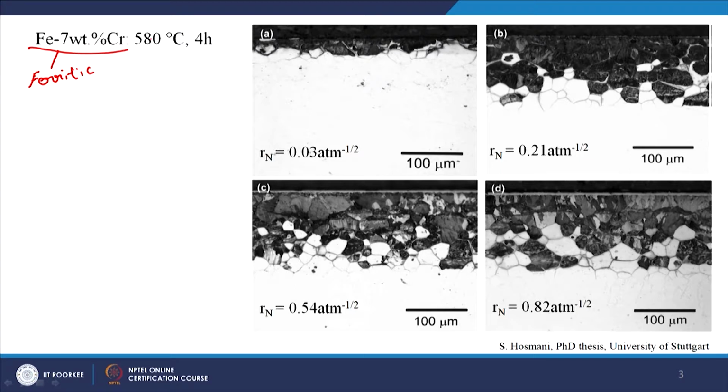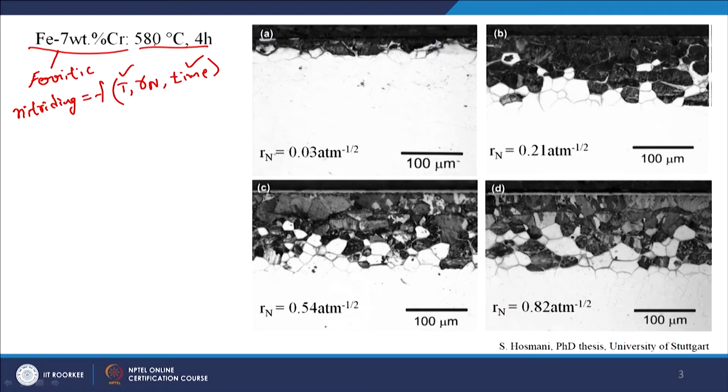And then we know that the nitriding response depends on the nitriding parameters, which are a function of temperature, the nitriding potential Rn, and the time. We know that these are the three parameters. Now, to understand the way the different parameters influence, we need to keep the other things constant. In this case, temperature and time have been kept constant. You see that it is 580 degrees Celsius and 4 hours.